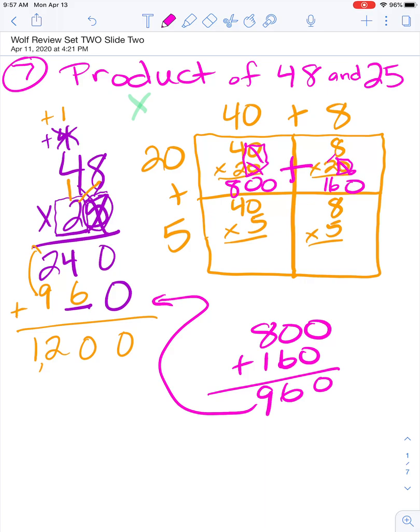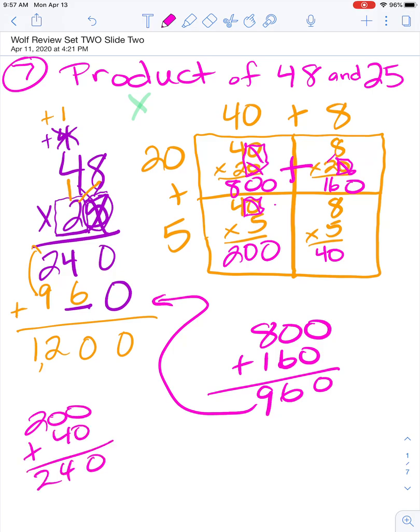Okay, let's go on to these problems right here. I have a 0. Box it, cross it, bring it down. Glad we did that because 4 times 5 is 20, and if we would have waited and not put that 0, we might have forgotten it. And 8 times 5 is 40. Those partial products, 200 plus 40, is 240, which is a partial product.